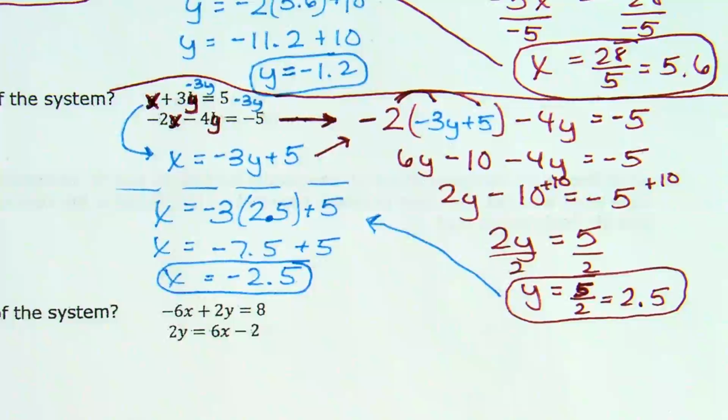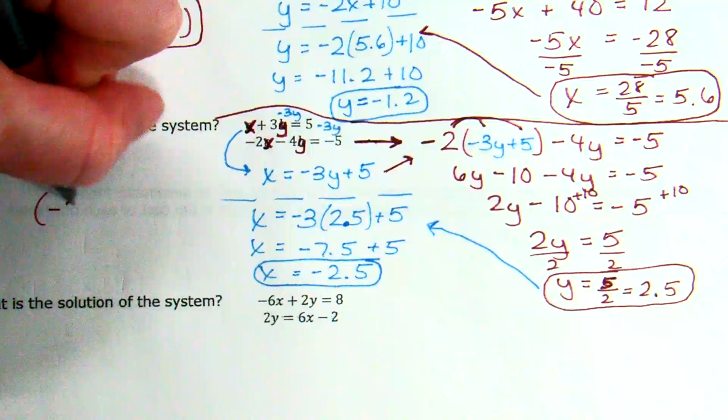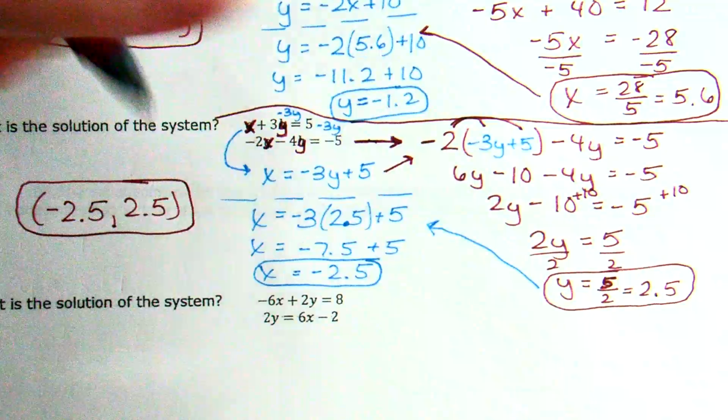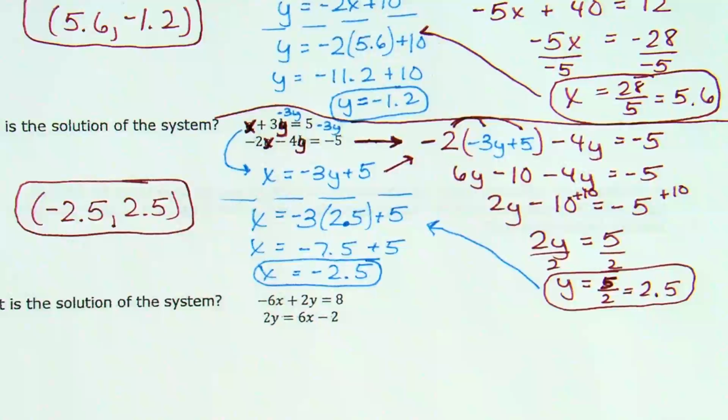Answer says ordered pair, negative 2.5, comma, 2.5. Remember, the order in the ordered pair is x, y. Alphabetical. You struggle to remember what comes first.